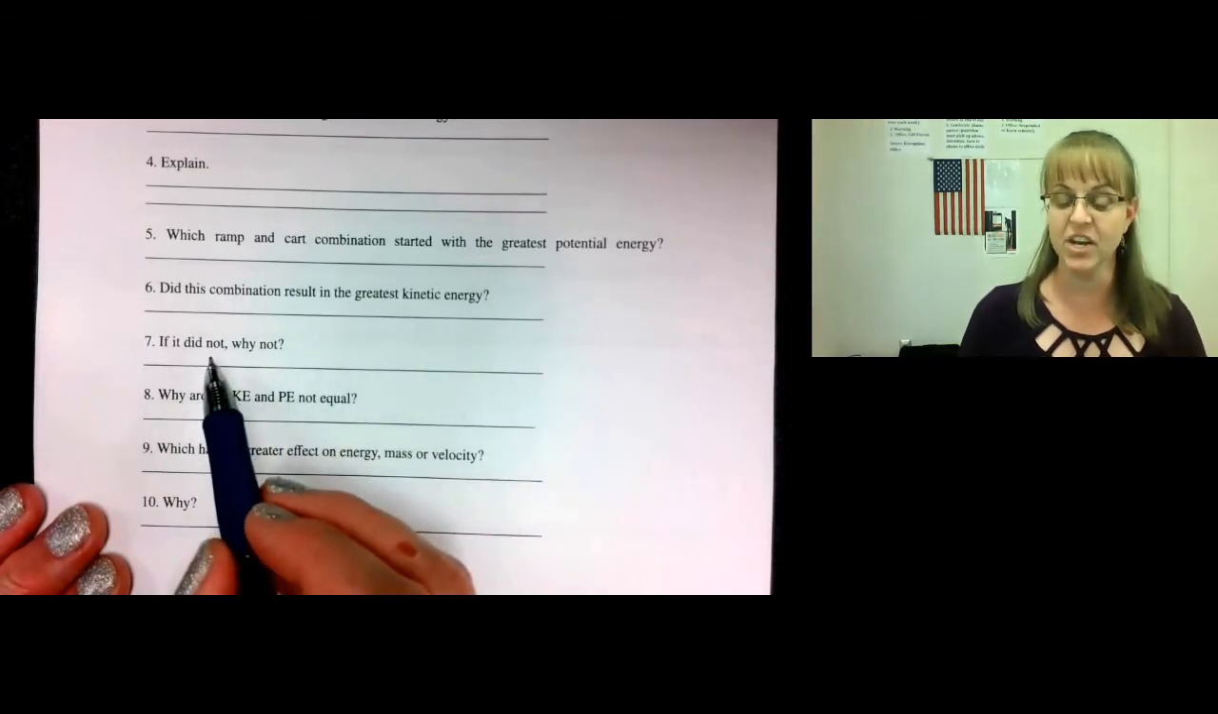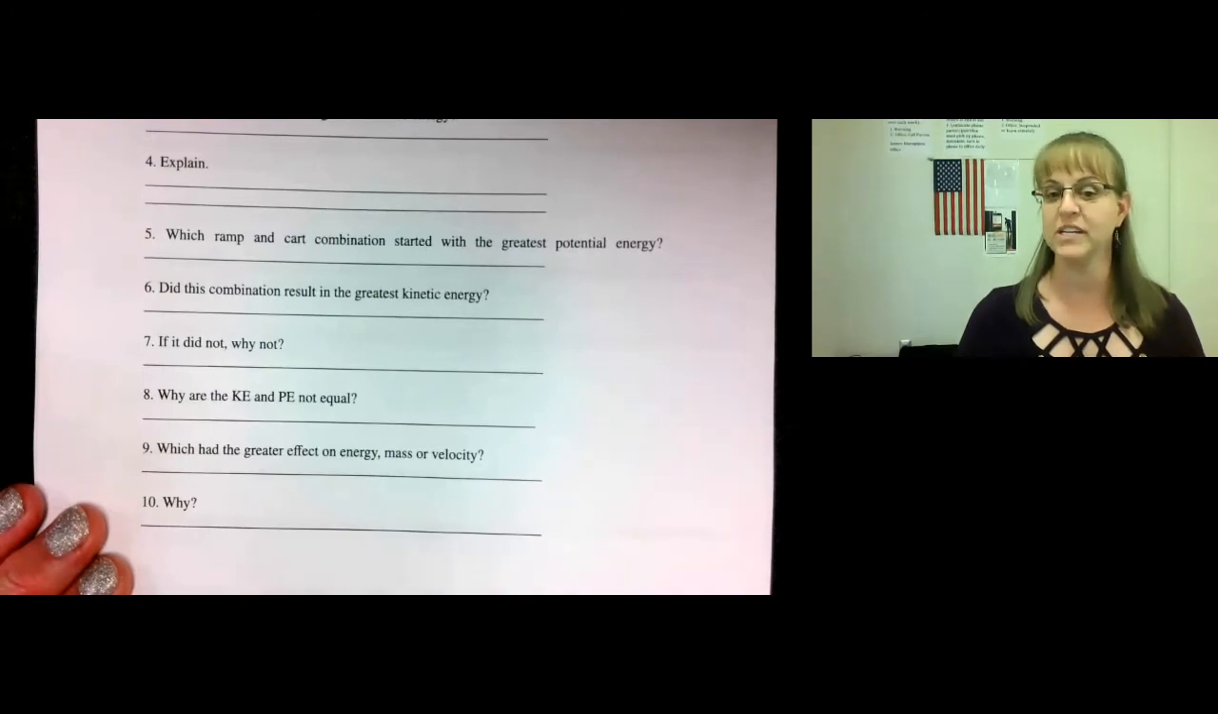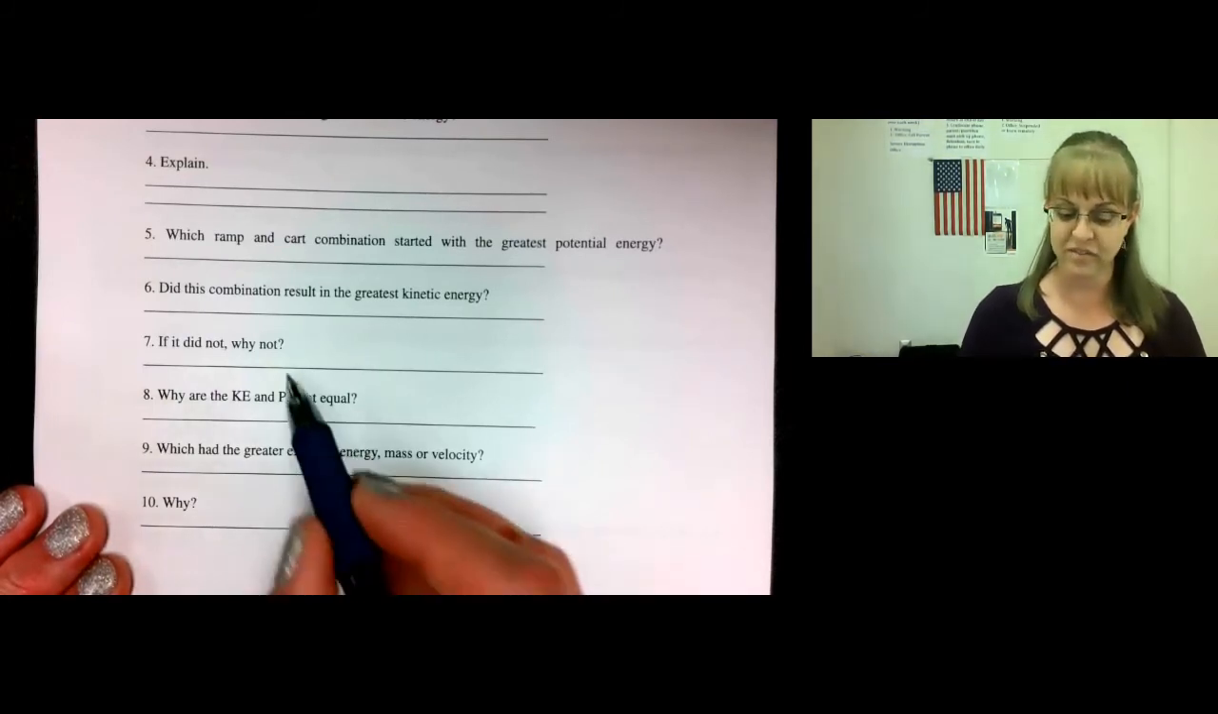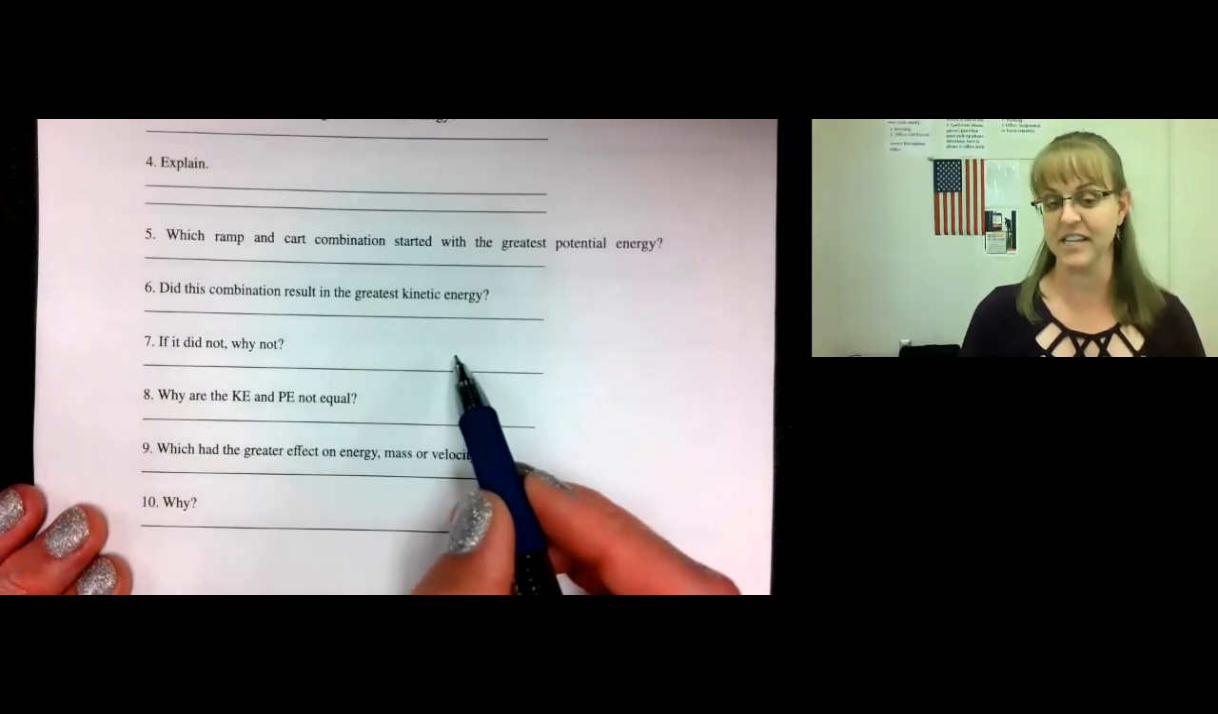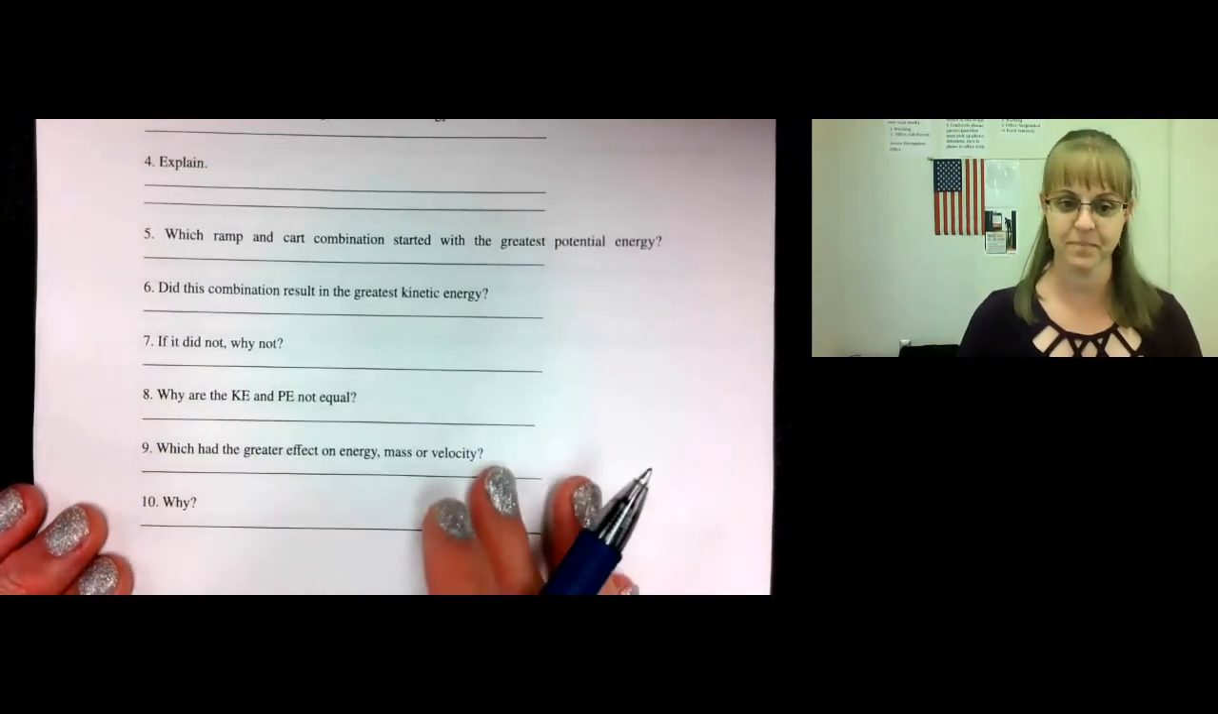But if it did not, what happened? A few years ago when we did this lab and we only did each trial once, we got horrible data, and that usually caused the kinetic energy to be off. But once we started doing this lab 3 times for each experiment and averaging the data, we've actually got a lot better data since then. So you can skip number 7.